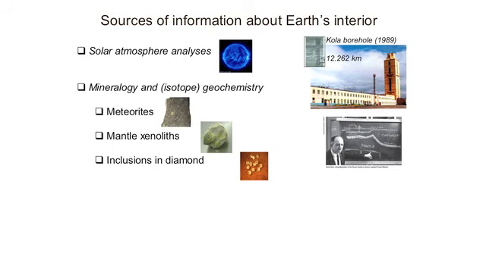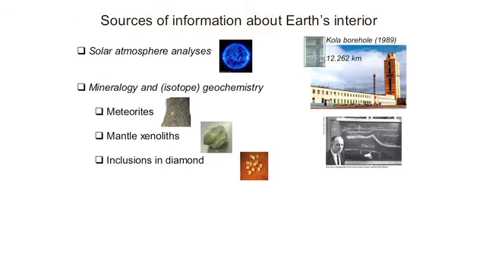So we have to rely on other sources of information. We can look to the sun. We can look at the sun's spectrum of elements. And we also look at the mineralogy and geochemistry of primitive rocks in our solar system, which are called chondrite meteorites. We also look at mineral packages that have been ripped up from the upper mantle, and these are called mantle xenoliths. These are these green nodules that you can see in this picture, in a matrix of basalt, and also inclusions of diamond.